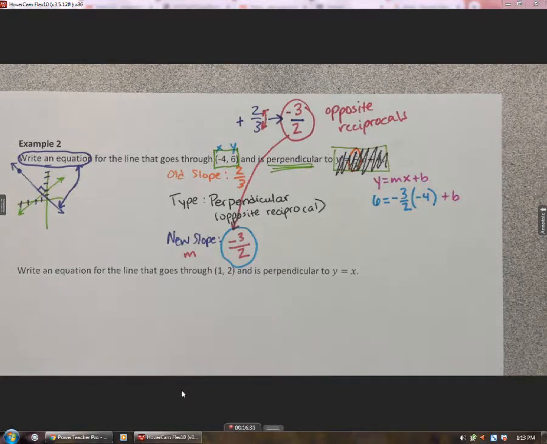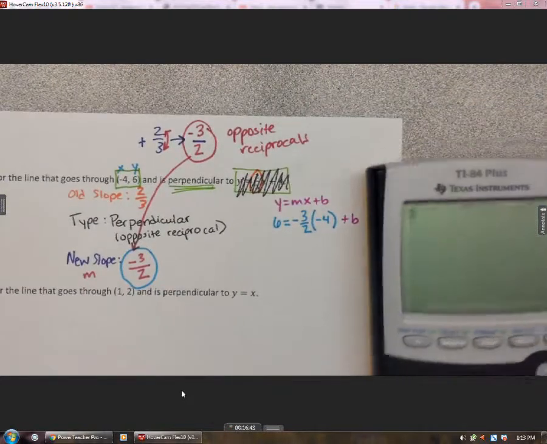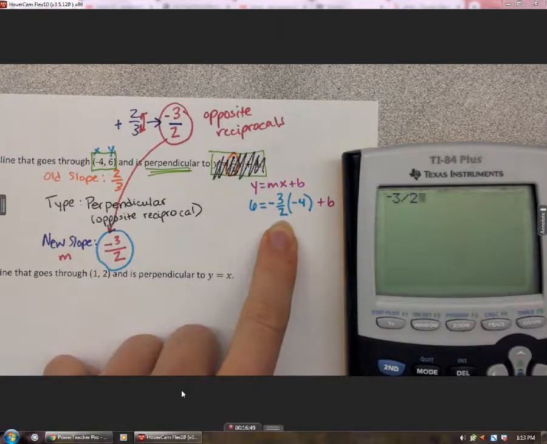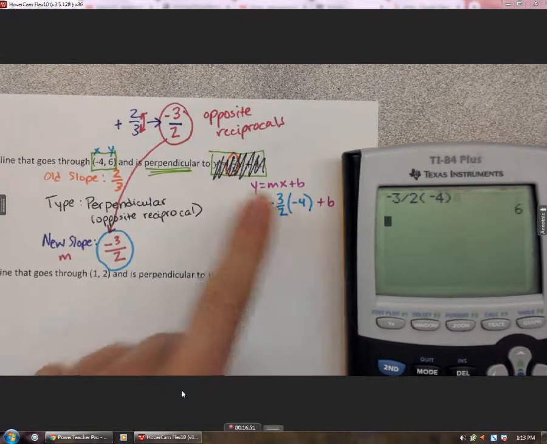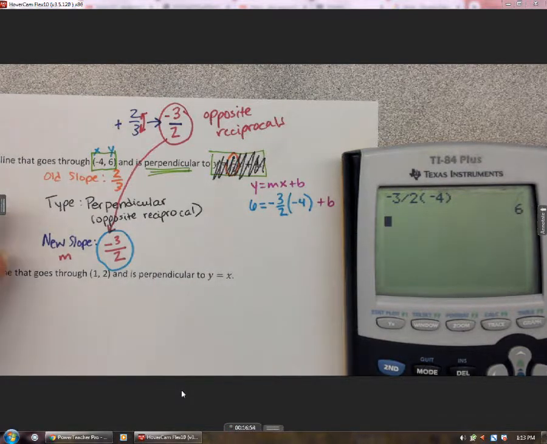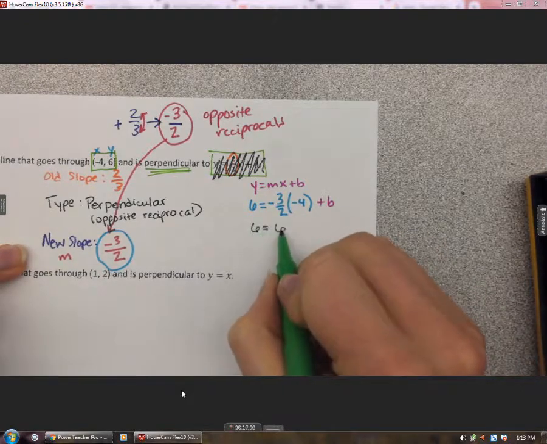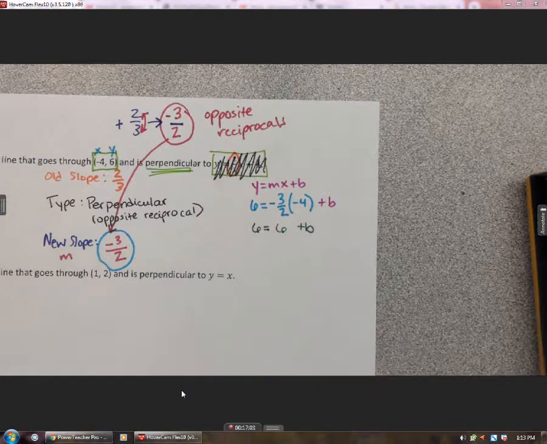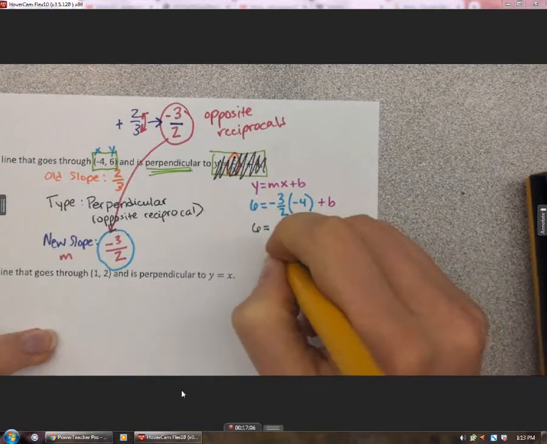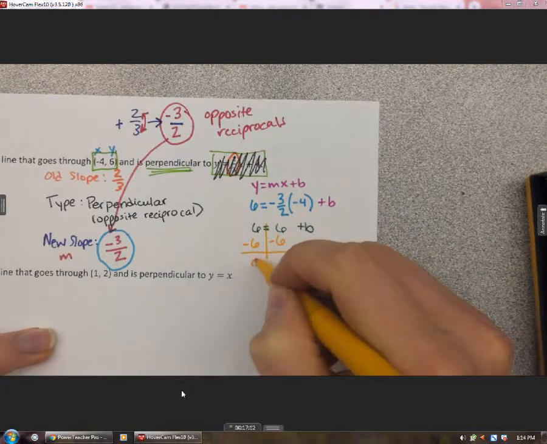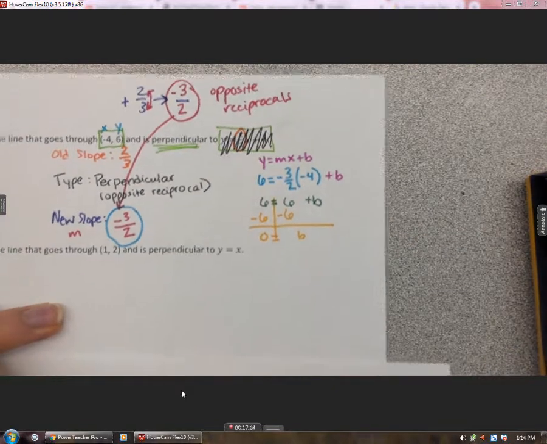In your calculator, I want you to type in this: negative 3 divided by 2, that's how you do fractions, parenthesis negative 4. We get a nice number, 6. So I'll have 6 equals 6 plus b. Subtract 6 on both sides. 6 minus 6 is 0. So b equals 0.